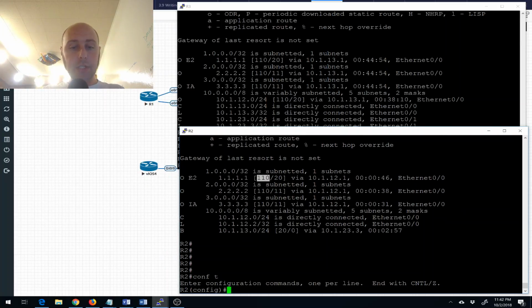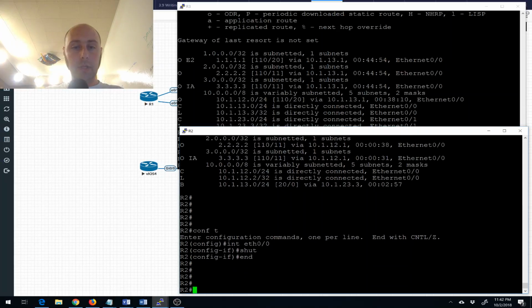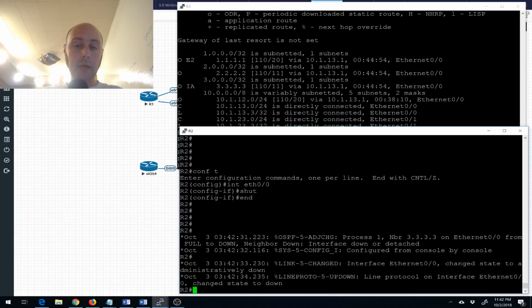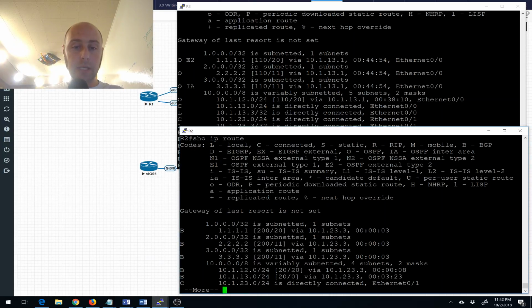So when I try to shut down that interface now, eth0/0 shut. As soon as those OSPF routes are withdrawn from the routing table, the BGP routes should step in, and you see they have the administrative distance of 200.